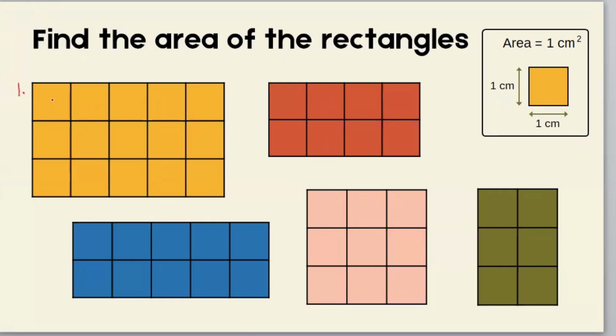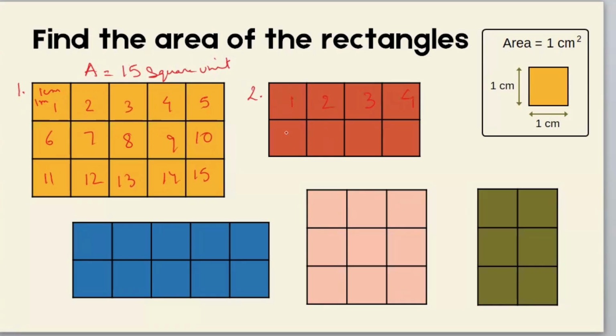So how will we find the area of the rectangle? We have to count how many squares are there. 1, 2, 3, 4, 5, 6, 7, 8, 9, 10, 11, 12, 13, 14, 15. So the area for this one will be 15 square units. If it is given 1 centimeter, then it will be 15 centimeters squared. If it is 1 meter, it will be 15 meters squared. Okay. Now let's see the area of number 2. 1, 2, 3, 4, 5, 6, 7, 8. So the area for this will be 8 square units.